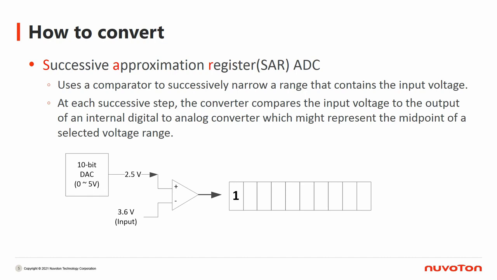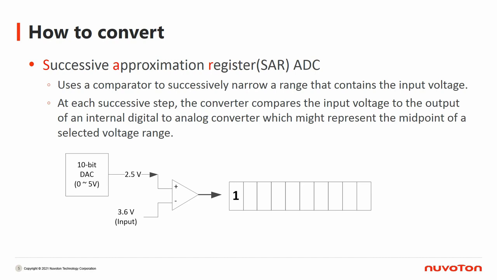In this example, it is a 10-bit ADC, which means the resolution bit length is 10 bits. If the analog value we are going to convert is the battery voltage ranged from 0 to 5 volts, 10 bits resolution means we divide 0 to 5 volts into 2 to the 10th power quantities, which means 1024 quantities. Let's go through this example with an input voltage of 3.6 volts.